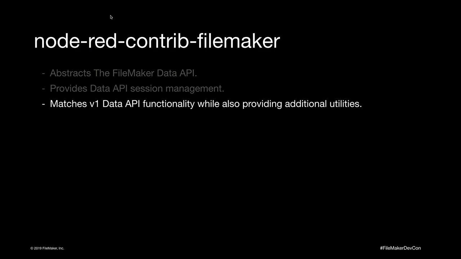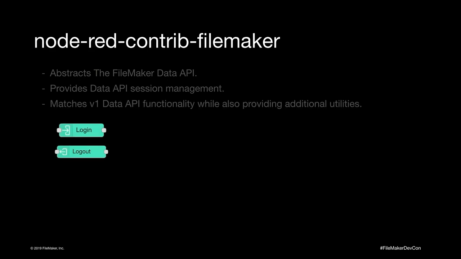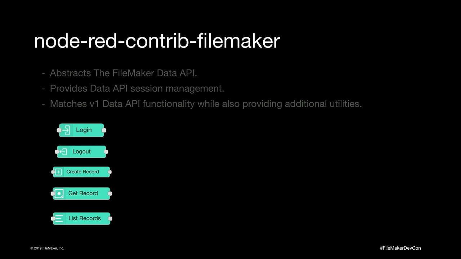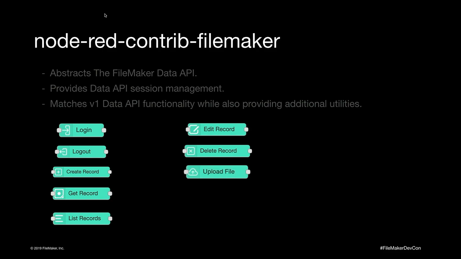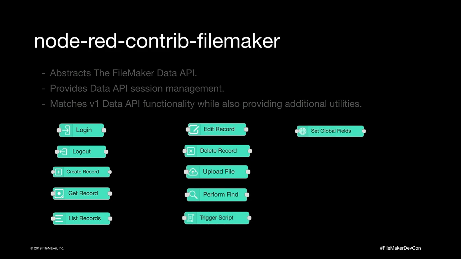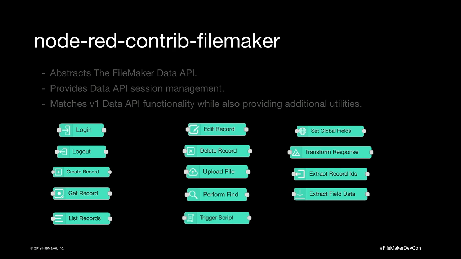third-party services. With Node-RED, we can open a data API session, close a data API session, create FileMaker records, get a specific FileMaker record's details, list FileMaker records, edit a FileMaker record, delete a record, upload a file to a container, perform a find, trigger FileMaker scripts, and set global record fields. It also provides additional utilities that enable developers to transform FileMaker responses, retrieve FileMaker record IDs from data record objects or arrays of objects, extract field data from the data API record object or arrays of objects, and download container data.